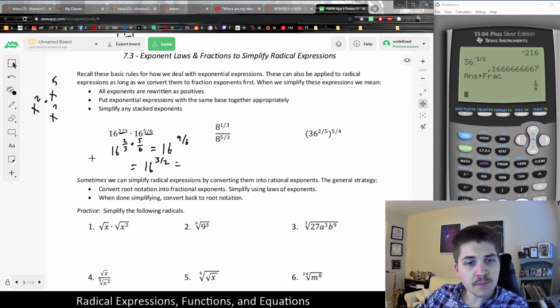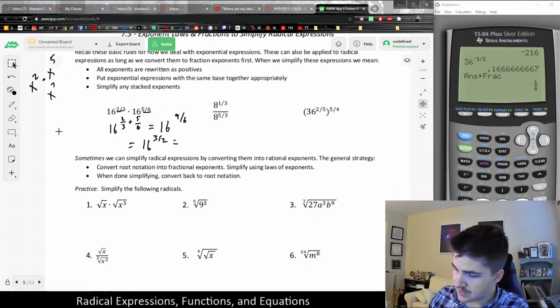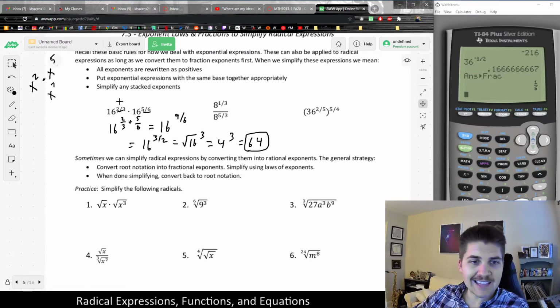And then after simplifying, I could see if maybe I could figure this out as a radical, because the 3/2 power is equal to the square root of 16 cubed. And the square root of 16 is just 4. So this would be 4 cubed, which is 4 times 4, 16, times 4 is 64. So it turns out that all those horrible expressions just simplify down to 64.